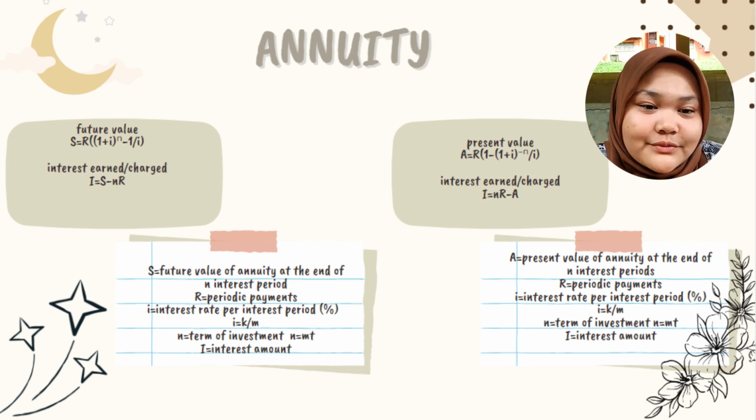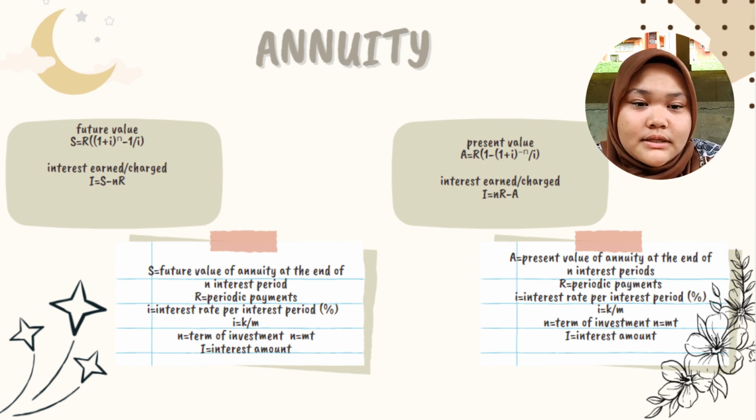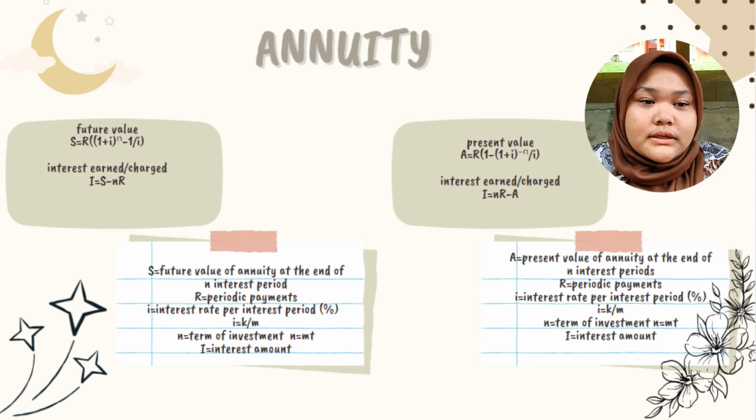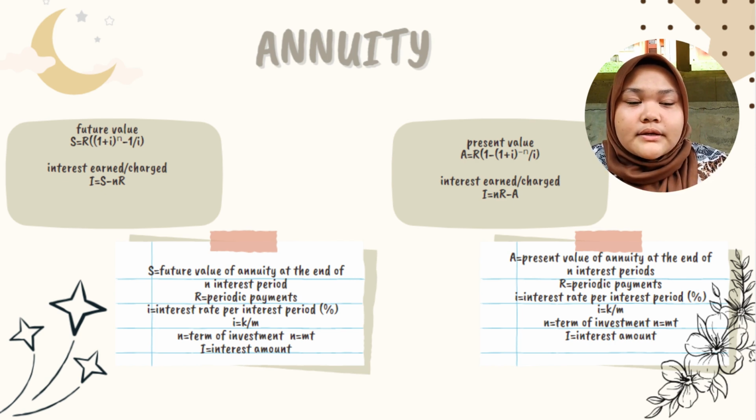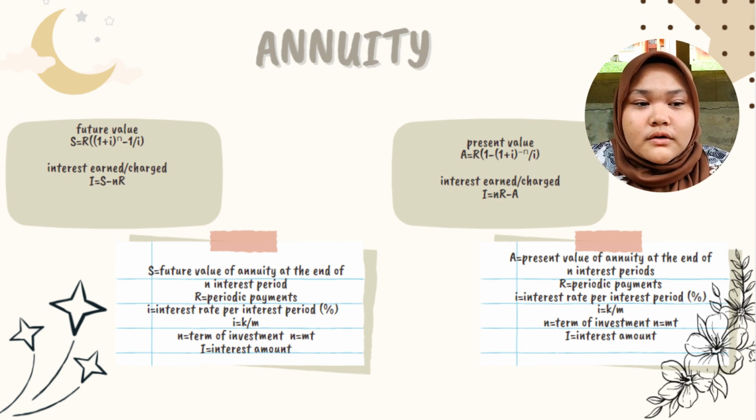Next, for the present value. Present value is the sum that must be invested at the beginning of an investment period to guarantee a desired payment in the future. Present value formula: A equals R, open bracket, 1 minus, open bracket, 1 plus i to the power of negative n, close bracket, divided by i. For the interest earned or charged, I equals nR minus A.